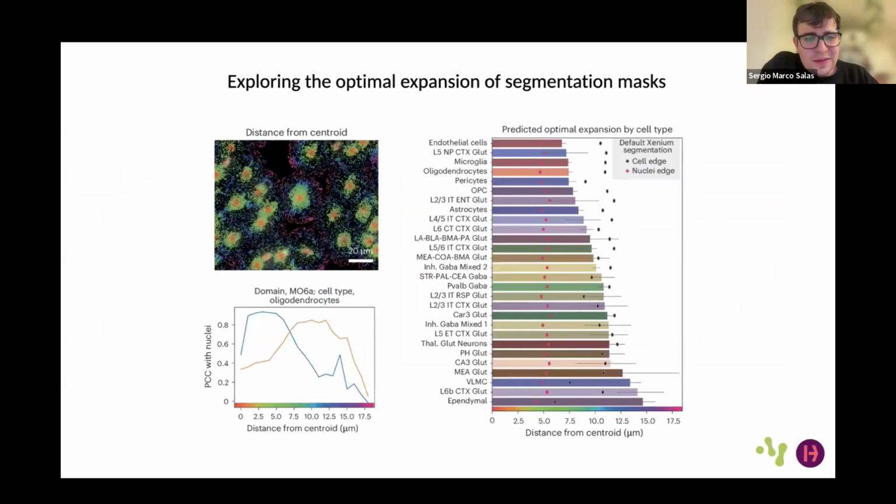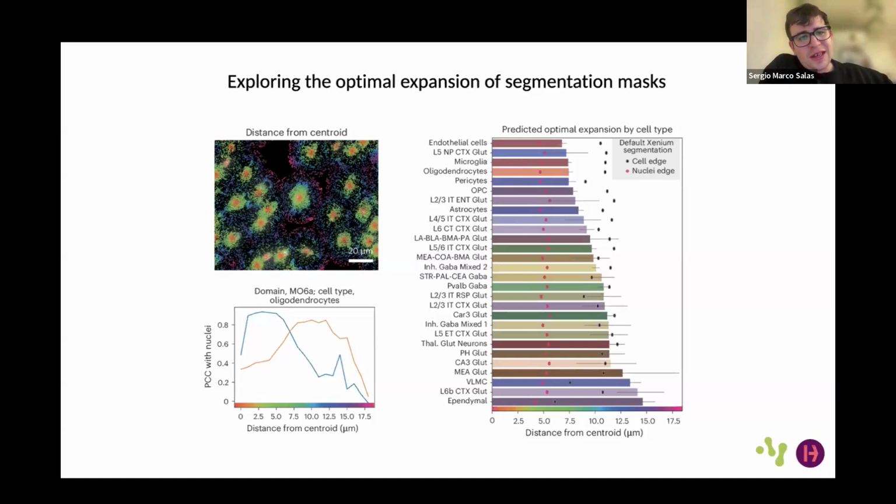To explore this idea of expansion, we tried to first define what the optimal expansion of the cells should be. We know that the default nuclei-based segmentation in 10x is solely based on the nuclei, which misses a lot of spots. But if we expand to the level that they were originally expanding, which was quite a lot, we are creating artifacts. So maybe there is a sweet spot in the middle between not expanding at all and expanding too much. That's why we did this analysis.